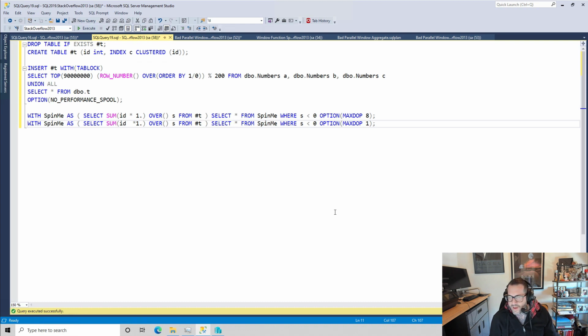I'm going to go package these details up and send them to my friends who can fix these things. And hopefully in the next CU, there will be far less spinlock contention when we have parallel batch mode window aggregates. Well, I guess you couldn't technically have a row mode window aggregate. That just wouldn't be sensible, would it?